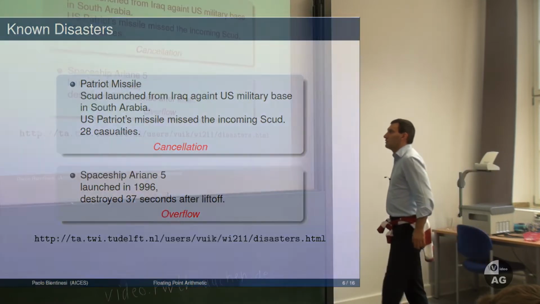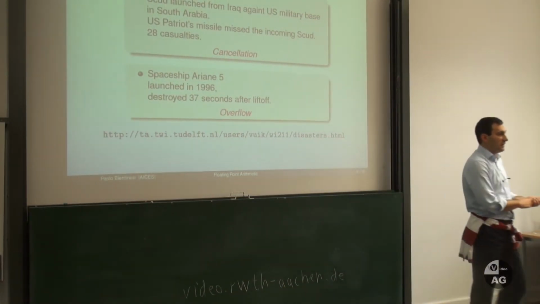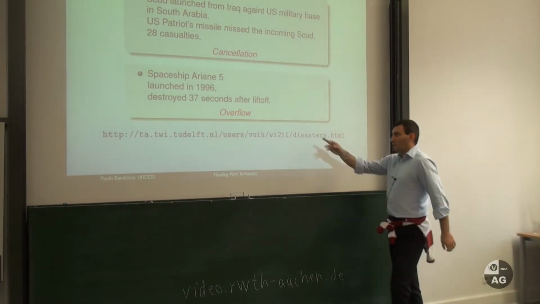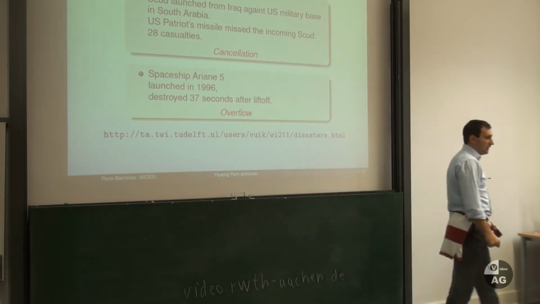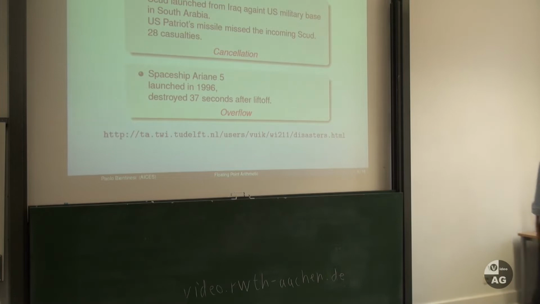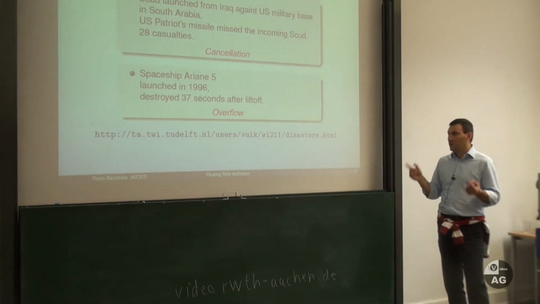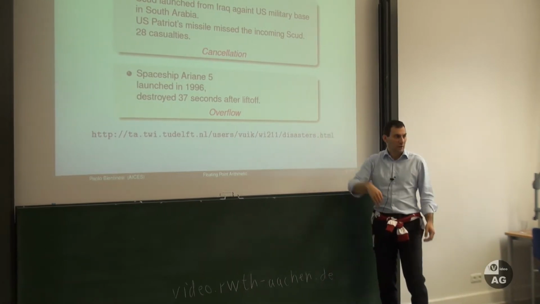Maybe a more spectacular disaster is when the spaceship Ariane 5 took off and exploded about 40 seconds after takeoff. This was because two pieces of software were involved in the control of this spaceship.